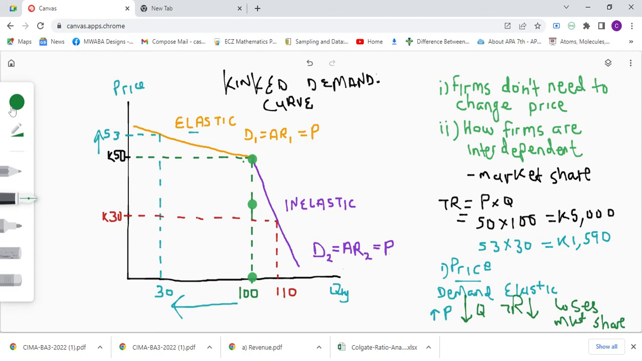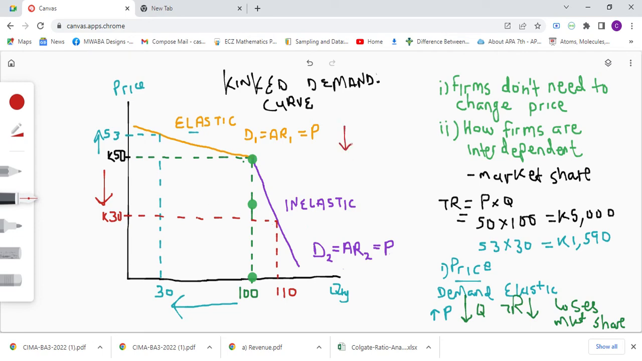The firm reduces the price to 30 kwacha from 50. What is going to happen here is this firm, by reducing the price, is going to attract more customers. So other firms are going to follow suit. Other firms are going to copy this reduction. The consequence of other firms copying this reduction is that demand will be inelastic.